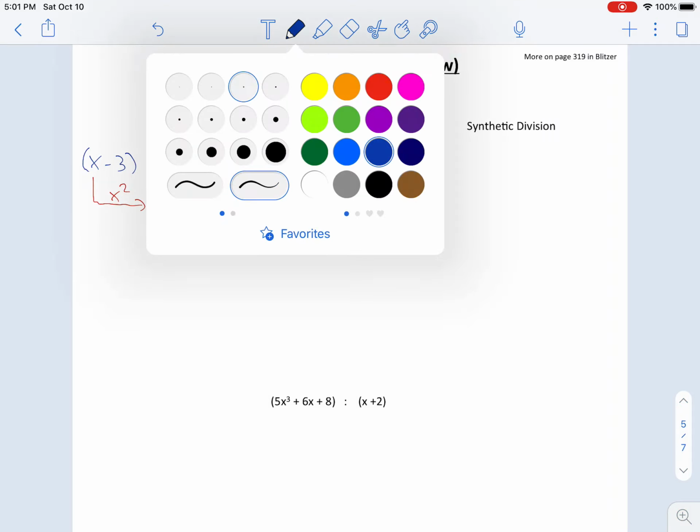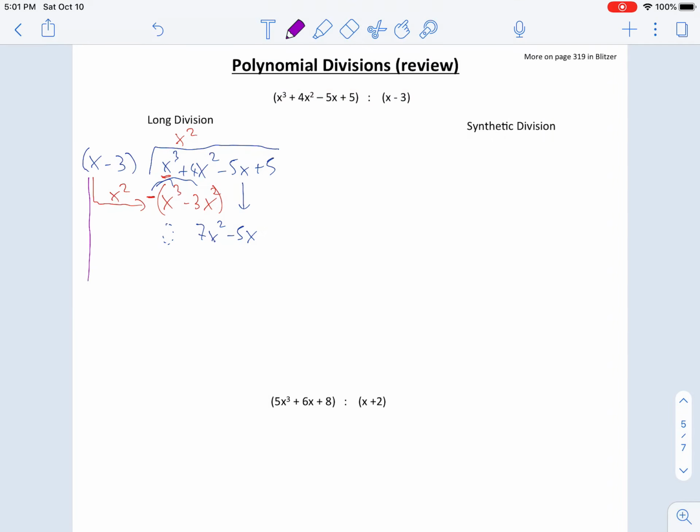Okay, so the next question, now you just repeat this. So how many times, or what times what do I need to multiply x minus 3 in order to make it 7x squared? I need to multiply it by 7x, so plus 7x. And that becomes 7x squared. And then this will be minus 21x. And then we subtract it. So my answer then becomes, this will be something like 16x, and then the 5 comes down plus 5.